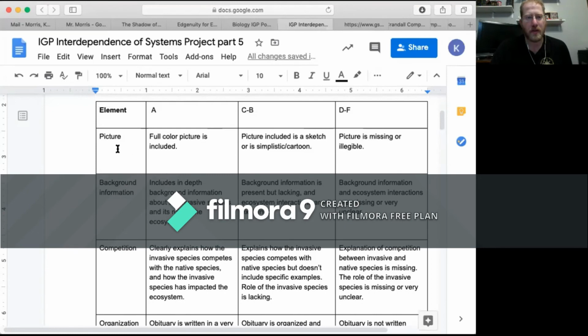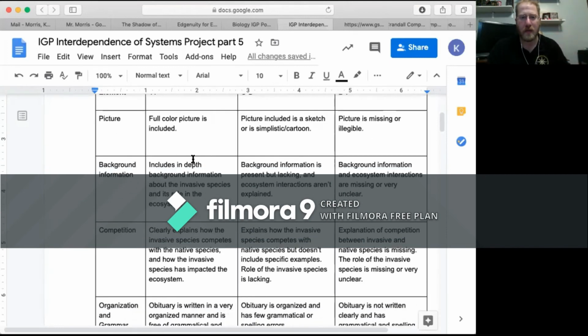Okay, so a picture, you must include a full picture, a full color picture. Okay, it's not going to be hard. You have Google and you have the internet right at your fingertips. A full picture is required. Now, if you just include a simplistic sketch or a black and white picture or a simplistic or cartoon depiction of your species, then I mean that will count, but it won't be as good as an actual full color picture. Okay, then obviously if your picture is missing, then there you go.